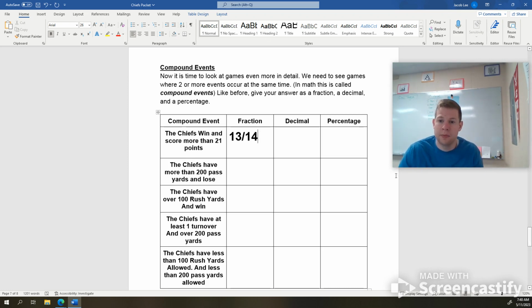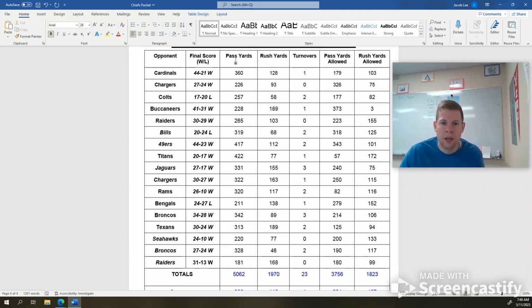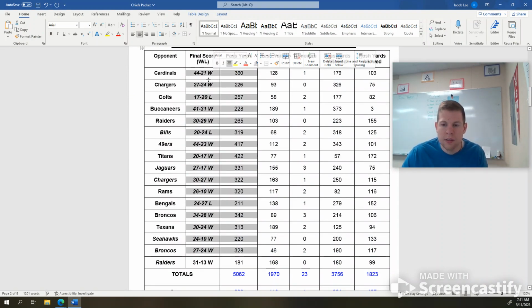When we go to the next one, the Chiefs have more than 200 pass yards and lose. We're going to figure out how many games they had 200 pass yards in. So we come back up to this page. 1, 2, 3, 4, 5, 6, 7, 8, 9, 10, 11, 12, 13, 14, 15, 16 games. So in these 16 games, they had more than 200 pass yards. Now we're going to see how many times did they lose. Well, once, twice, 3 times. They had over 200 passing yards and lost.